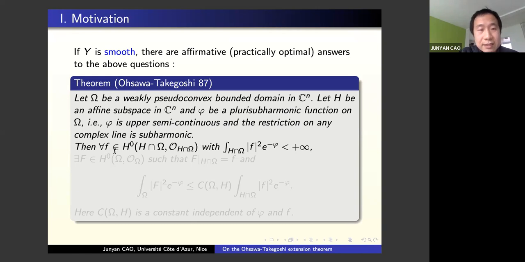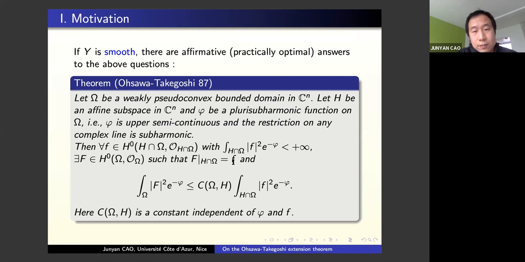The theorem states that for any holomorphic function f over the subvariety H intersected with Omega, which is smooth, with a control on its L2 norm, we can find an extension. We can extend f to the global space Omega, such that the L2 norm of the big F is controlled by some uniform constant times the L2 norm of the small f. Here the constant C is a uniform constant, which is independent of the choice of the weight function phi and of f.